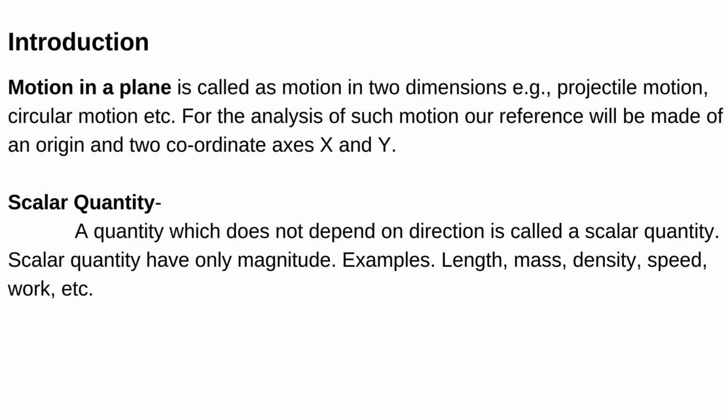Scalar quantity. A quantity which does not depend on direction is called a scalar quantity. Scalar quantities have only magnitude. Examples: length, mass, density, speed, work, etc.